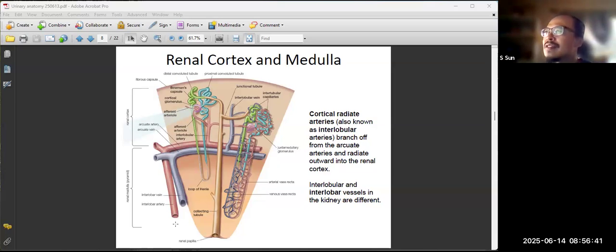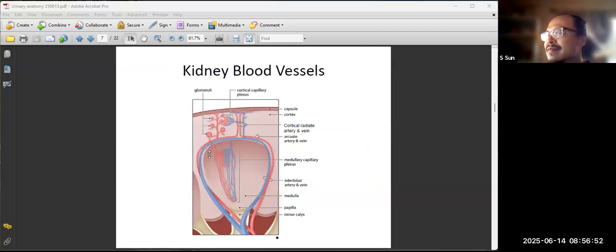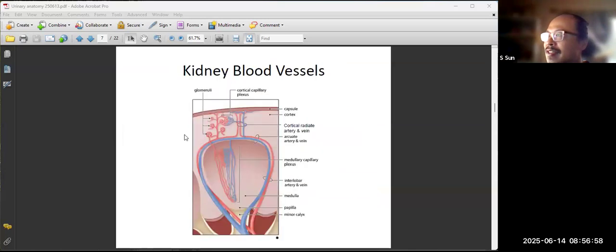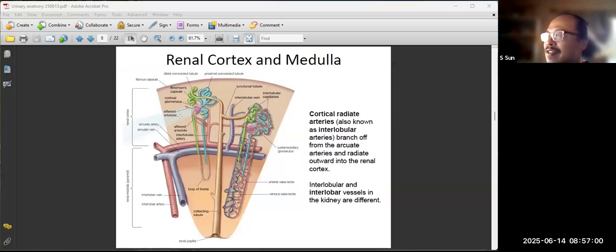So that's that. Here you have the cortical region. This one is a pyramid. So this part is here. This part is here. Basically, that's this part. And this part right here is here.